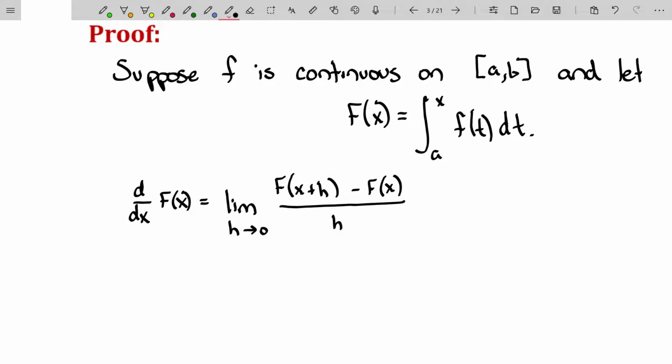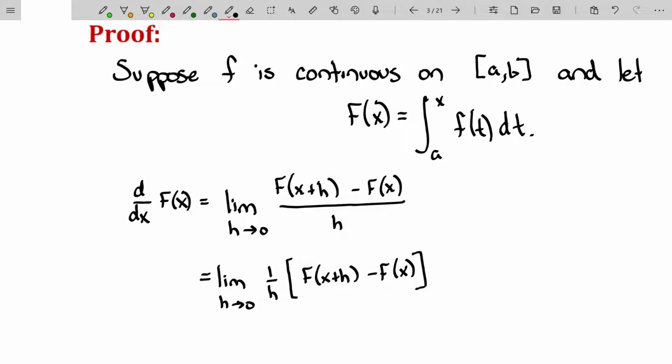Now I'm going to write this slightly differently. Let's say this is equal to the limit as h tends to 0 of 1 over h, times the quantity capital F of x plus h minus capital F of x. So far, I hope that this is not mind-numbing or crazy to you.